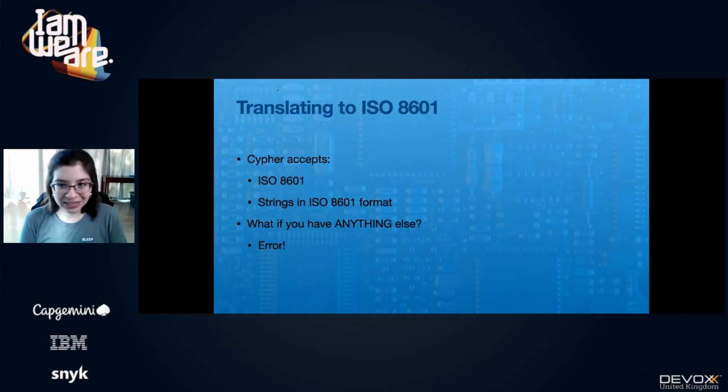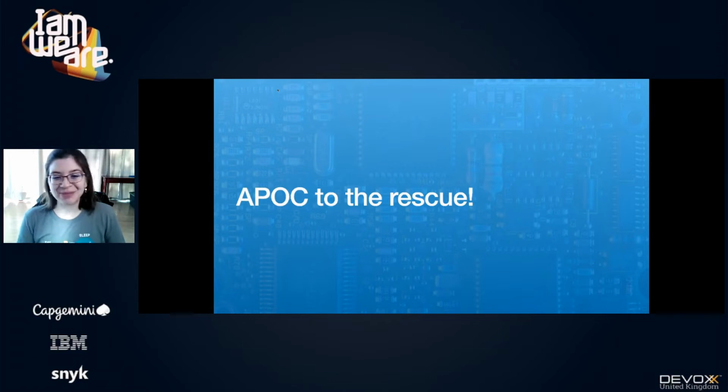So, trying to get to ISO 8601, Cypher will accept the ISO 8601 date, so a temporal type in that format, or it will accept strings in ISO 8601. But what if you have anything else, literally any other format? You're going to get an error. That's frustrating, right? This is where APOC comes to the rescue.